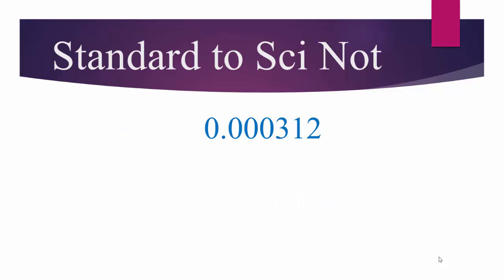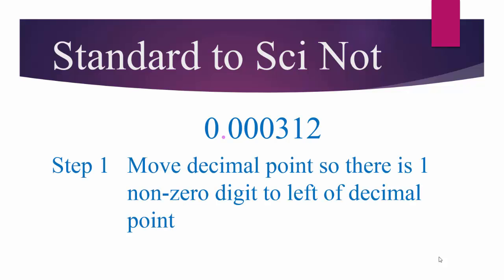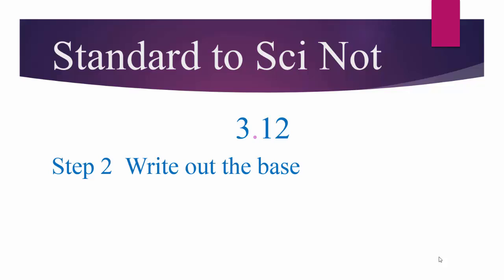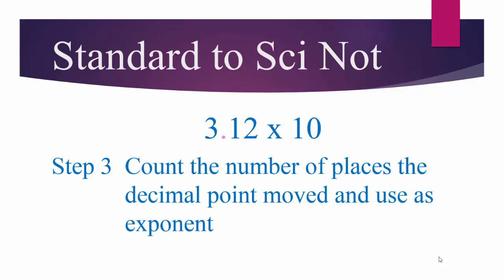How'd we do that? Well, we started with this number, and just to make it easy to follow the bouncing decimal point, I'll change the color, and we follow the first step, and the decimal point is going to go from here to here. So now we have 3.12 because the leading zeros disappear. We're going to add the base, so we put in the times 10. We're going to count the number of places the decimal point moved. And as a reminder, we went from here to here. So the decimal point moved 4 spaces. So we put the 4 up there.